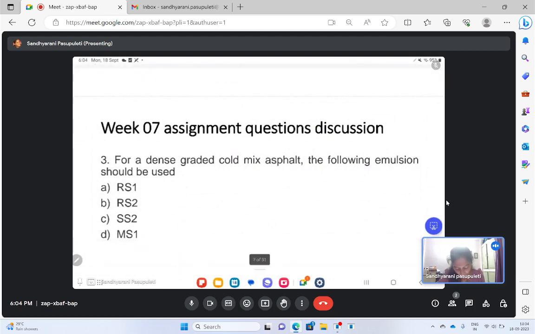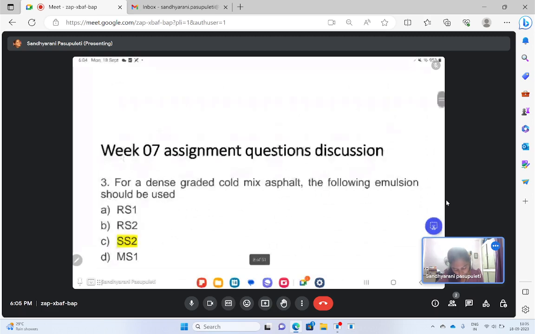This is a direct question. For a dense graded cold mix asphalt, the following emulsion should be used. So we use the SS2.